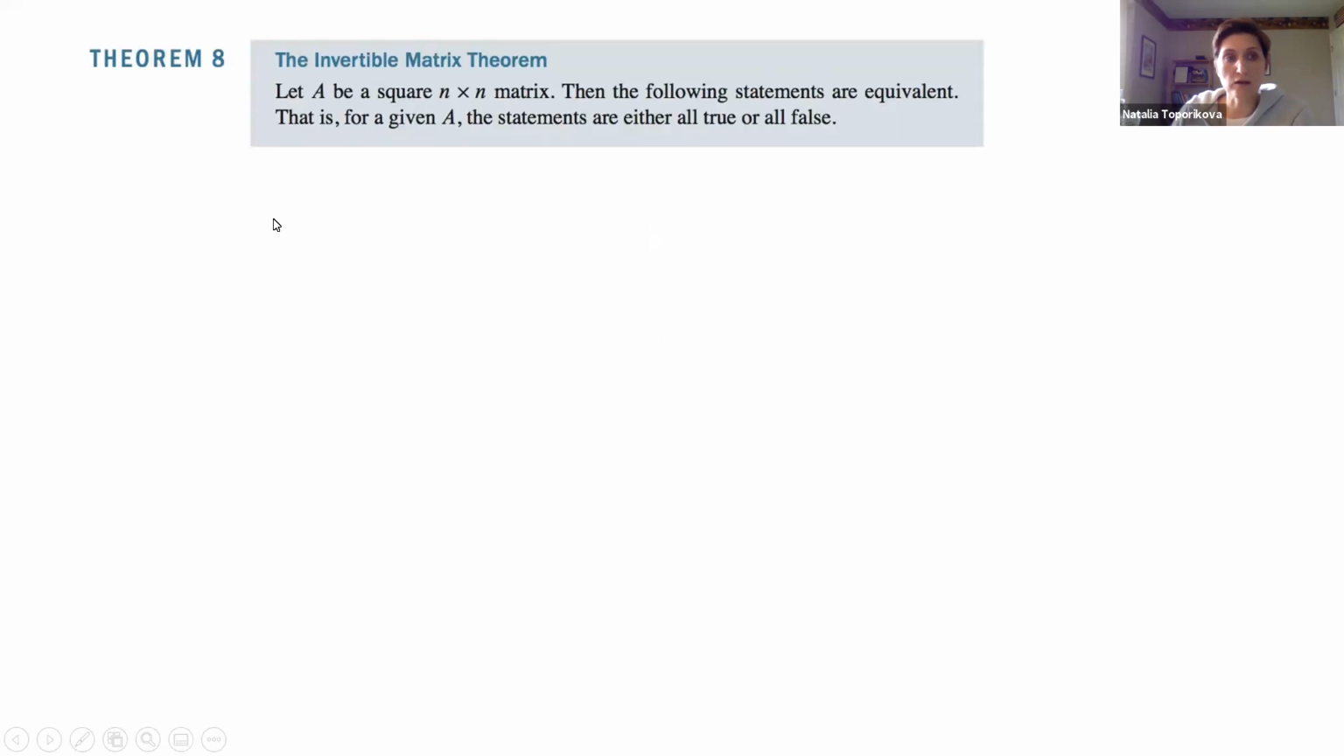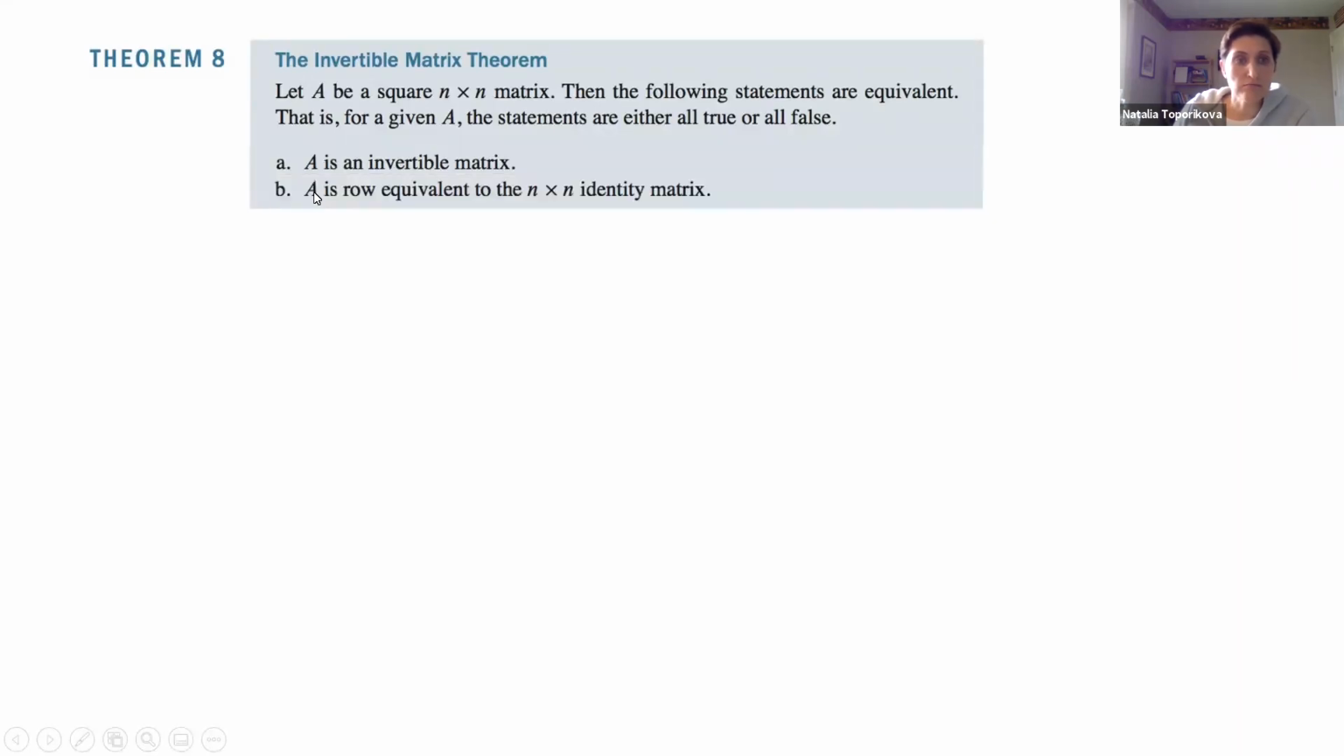Basically, this theorem tells us that there are a lot of properties we discovered which can be right for an n by n square matrix. The invertible matrix theorem gives us a laundry list of things which lead from one to another. For example, if A is an invertible matrix, it is row equivalent to the n by n identity matrix.